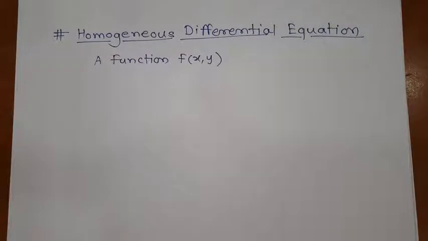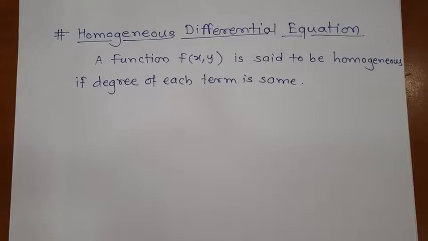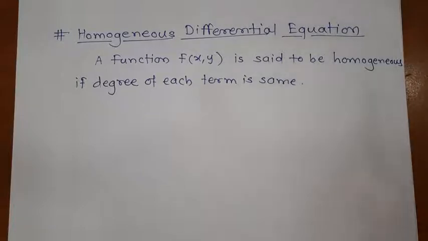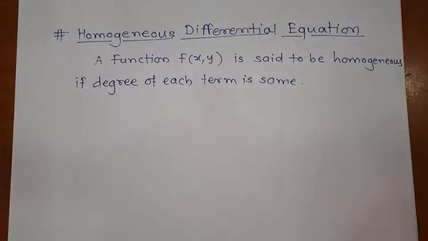A function f of x, y is said to be homogeneous if the degree of each term is the same. Homo means same, equal. So if the degree of each term is the same, we can declare it as a homogeneous function. Let us see one example.